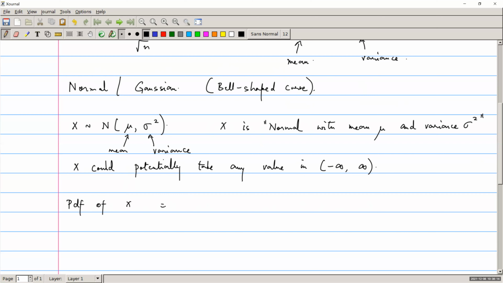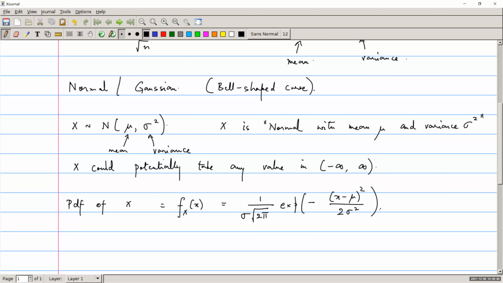Okay, so then we specify it by means of its PDF. The PDF of x at any point x will be 1 over square root of 2 pi sigma squared times e to the negative (x minus mu) squared divided by 2 sigma squared. Okay, so this is the PDF.